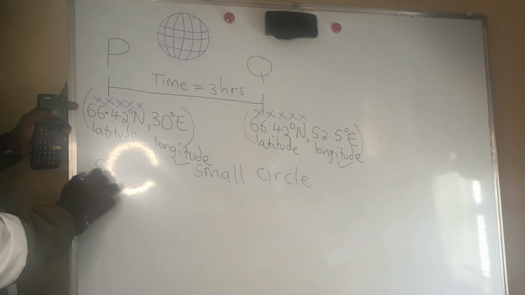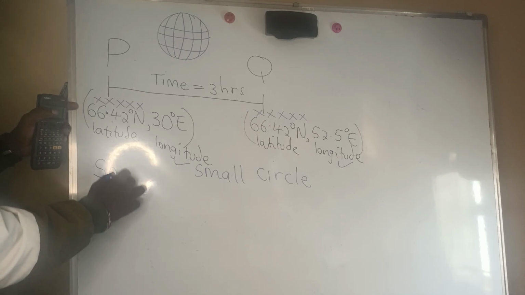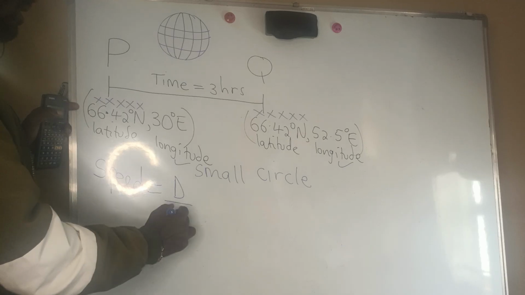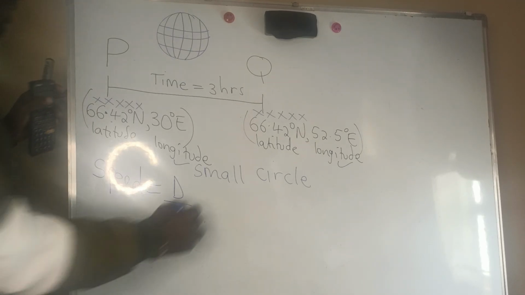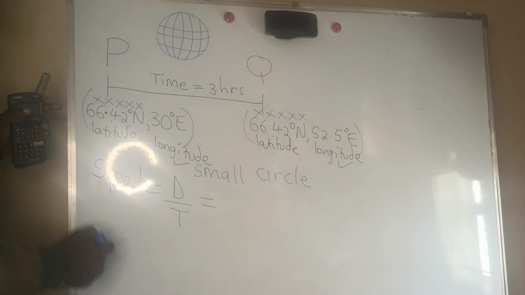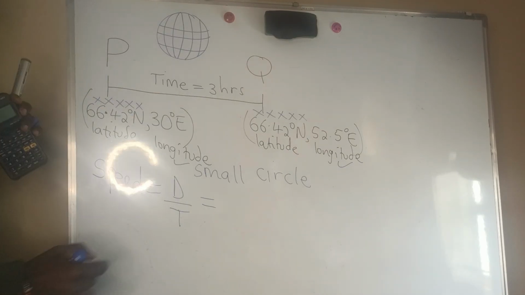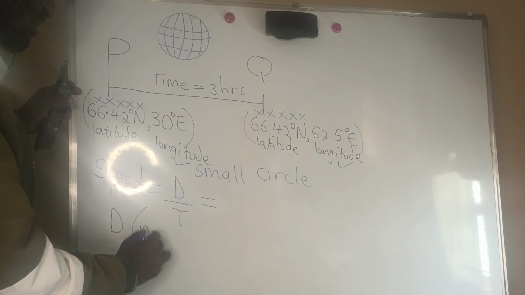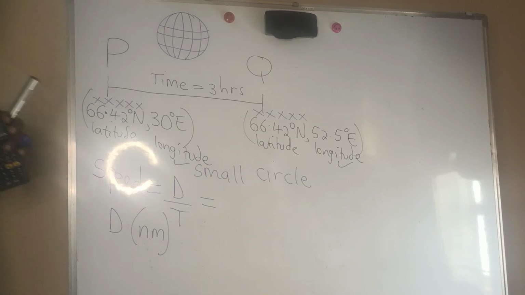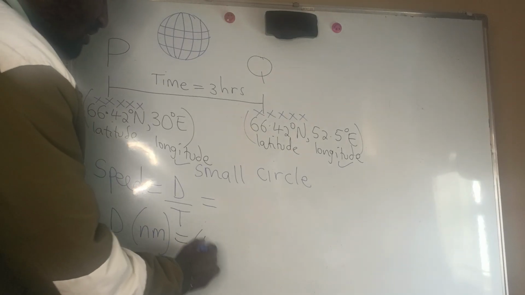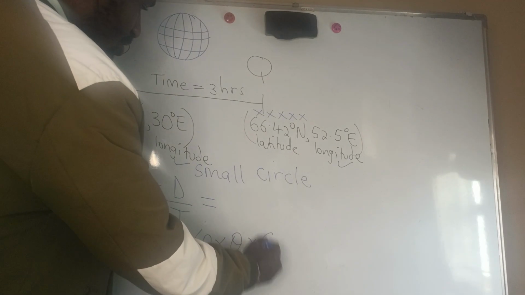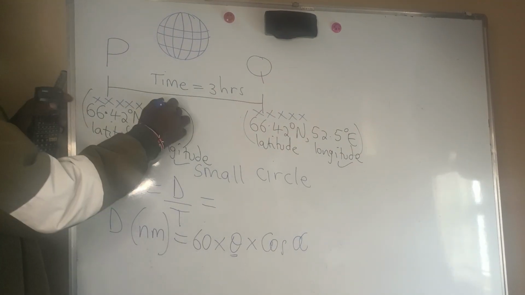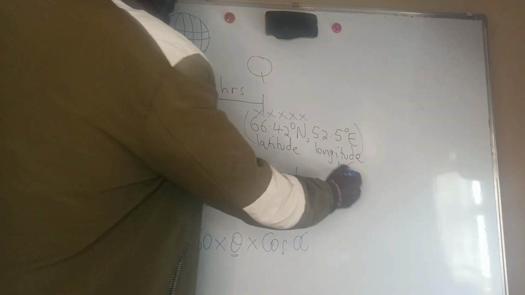Because we want the speed that the airplane moves with as it moves from P to Q, we say speed is equal to distance over time taken. So what's the distance? Those 2 points are on the same latitude, so they're found on the small circle. How do I get the distance in nautical miles between 2 points on a small circle? I'll say 60 times theta times cos alpha. Theta is the difference in the longitudes.